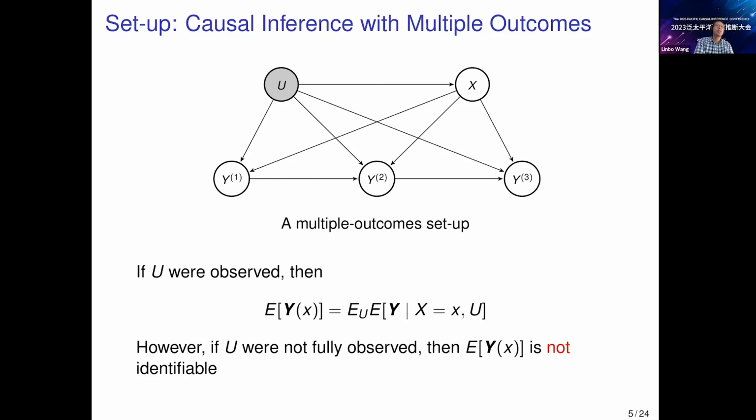Here's the setup. I'm interested in estimating the effect of one treatment on multiple outcomes, Y1 to Y3 here, for example, that are affected by the same treatment and unmeasured confounder U. Of course, if U were measured, then we know how to identify the mean potential outcome. We can do this through the G-formula. But the problem here is we don't observe this confounder U.